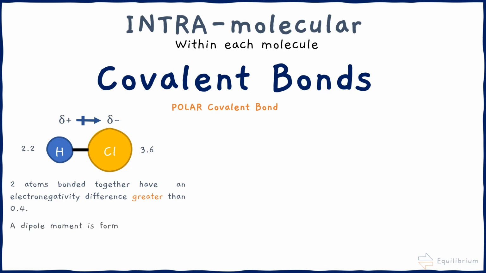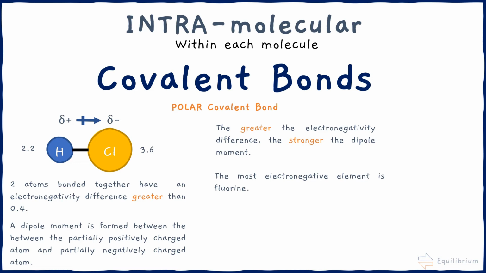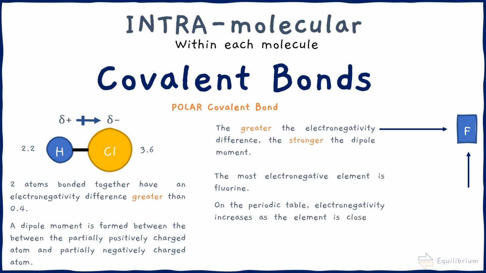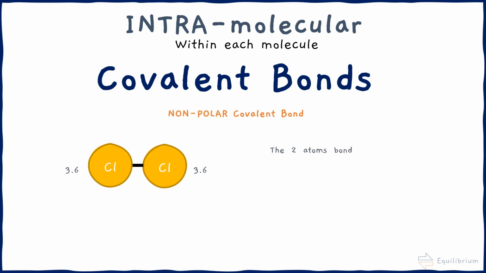In polar covalent bonds, a dipole moment is formed between the partially positively charged atom and partially negatively charged atom. The greater the electronegativity difference between the two atoms, the stronger the dipole moment. The most electronegative element is fluorine. On the periodic table, the electronegativity increases as the element is closer to fluorine. Nonpolar covalent bonds, on the other hand, are formed when the covalent bond is between two atoms with an electronegativity difference of less than 0.4.